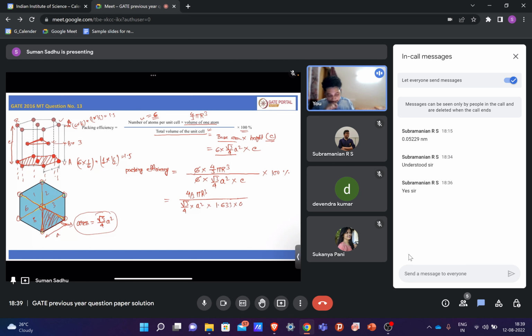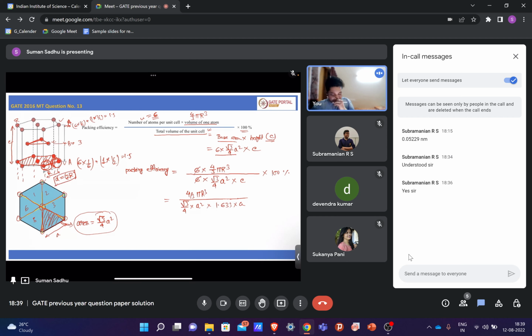Now for a hexagonal closed pack, as I told earlier, these atoms are basically touching each other, right? So if the radius of one atom is r, then this total length, that is A, is equal to 2r, right?